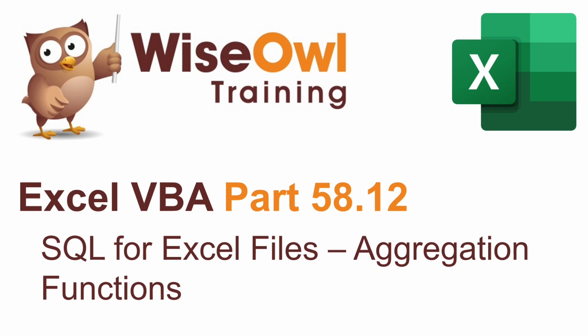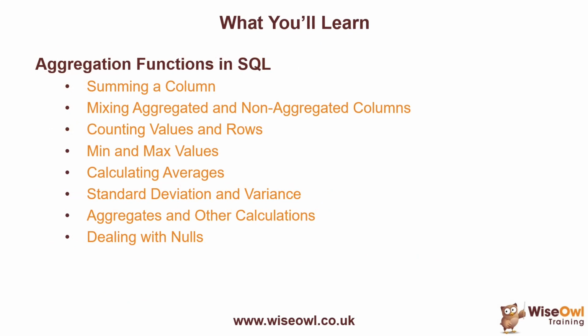In this part of our series on writing SQL for Excel files, we're going to look at how to use aggregation functions. We'll start with a very quick example of summing a column using the basic sum function. We'll then explain what happens when you attempt to mix aggregated and non-aggregated columns, and then move on to some of the other basic aggregation functions such as count, min, max, and average. We'll have a brief look at the standard deviation and variance functions, explain how you can mix aggregation functions with other calculations, and then towards the end of the video, show you how to deal with nulls in your aggregates. So let's get started.